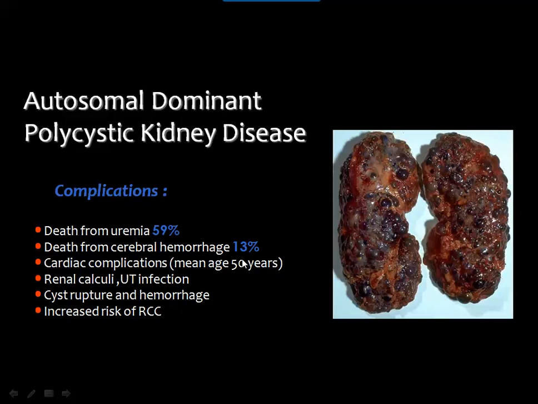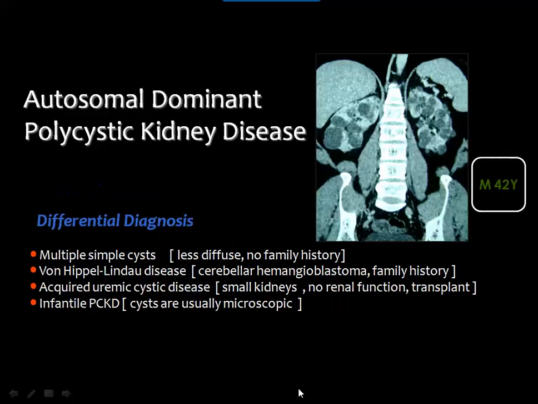You remember the cerebral aneurysms, cardiac complications, then the frequent detection of renal calculi and the increased frequency of renal infection, the cyst rupture and the hemorrhage, as well as the increased risk of the development of renal cell carcinoma. And the differential diagnosis of adult type polycystic kidney disease includes multiple simple renal cysts, where the cysts are less diffuse, they are few in number, and there is no positive family history for polycystic kidney disease.